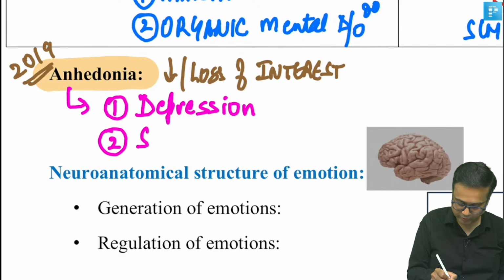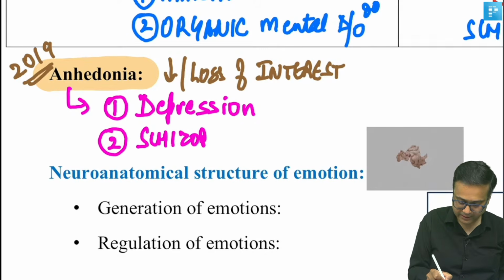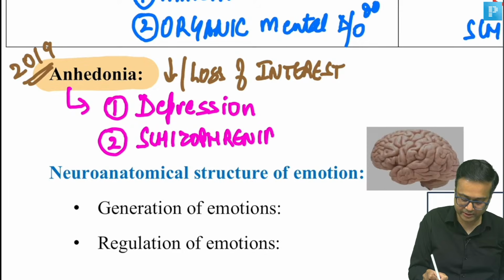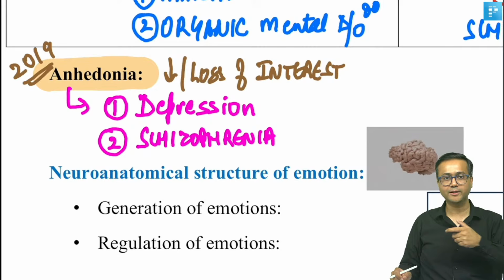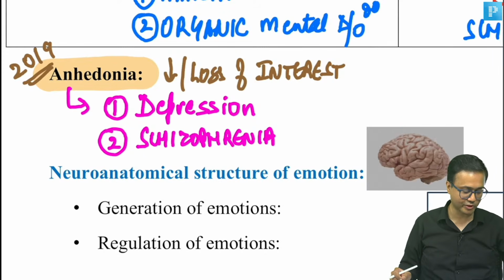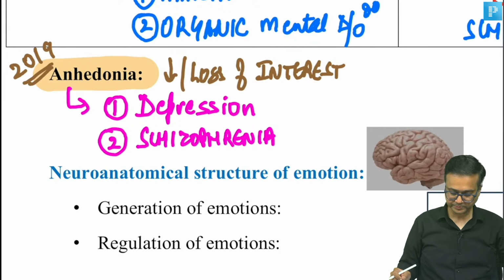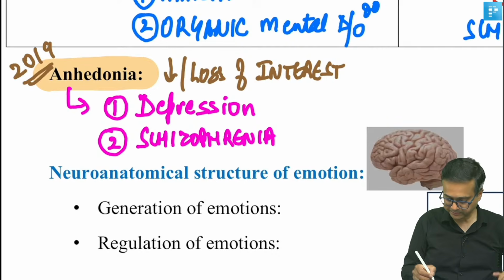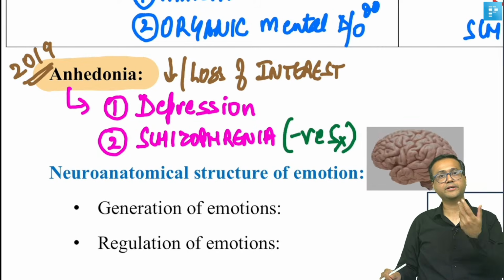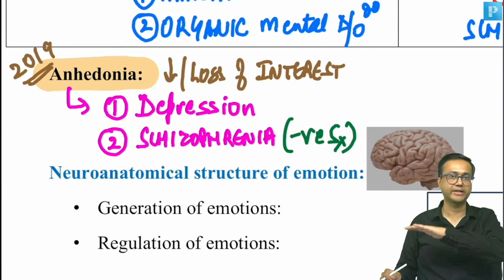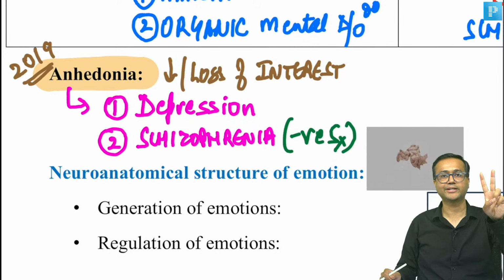Please remember, very good beta, even in schizophrenia we will learn that yes, anhedonia may be seen. And can you tell me it is what symptom of schizophrenia? So anhedonia beta, it is which symptom of schizophrenia? Remember, it is again a negative symptom of schizophrenia. So we have discussed two negative symptoms already. One is affective flattening or flat affect, and second is anhedonia.